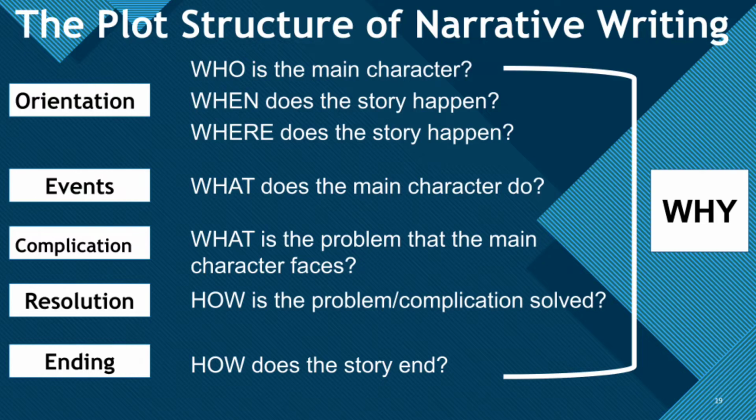In the orientation part, the triple W questions are used to basically identify the characters and the setting. The two what questions are distributed to events and complication part. For the events, what does the main character do? Basically giving more background about the character. For the complication, what is the problem that the main character faces? It involves knowing the conflict or the challenges that the character will face.